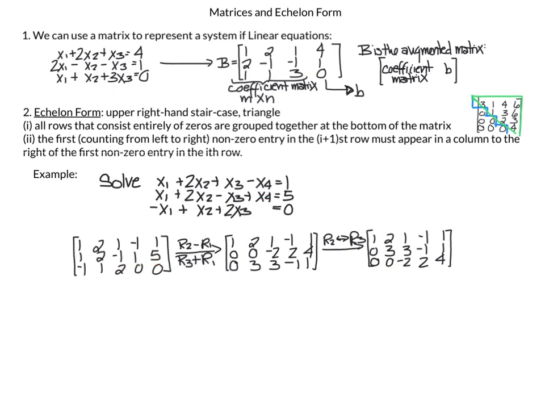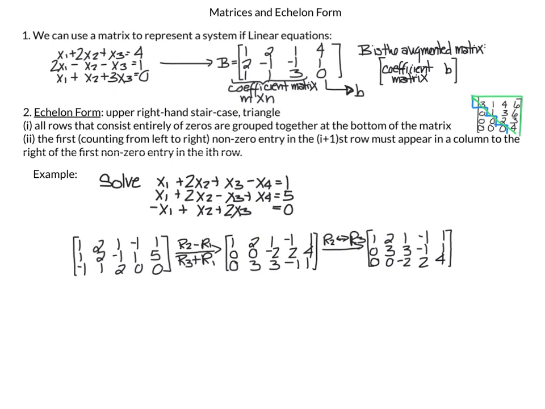And now I'm going to do those same row operations that we did with equations. So I'm going to substitute R2, the second row, with R2 minus R1 because I want to get a 0 here. So R2 minus R1, you can verify for yourself, will give you 0, 0, minus 2, 2, and 4. Now I want to substitute the third row, R3, with R3 plus R1, and you can verify that'll give you 0, 3, 3, minus 1, 1.